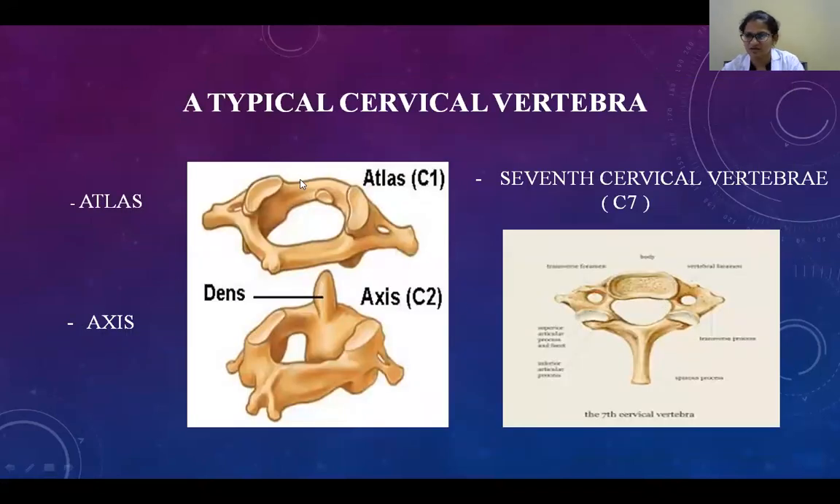And next, coming to the atypical vertebra. Atypical vertebrae are C1, the atlas, and C2, the axis. C1 is also called the atlas, whereas C2 is called the axis.